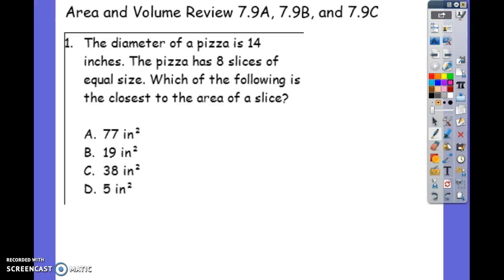All right, we're going to review area and volume. Question number 1. The diameter of a pizza is 14 inches. The pizza has 8 slices of equal size. Which of the following is the closest to the area of a slice?